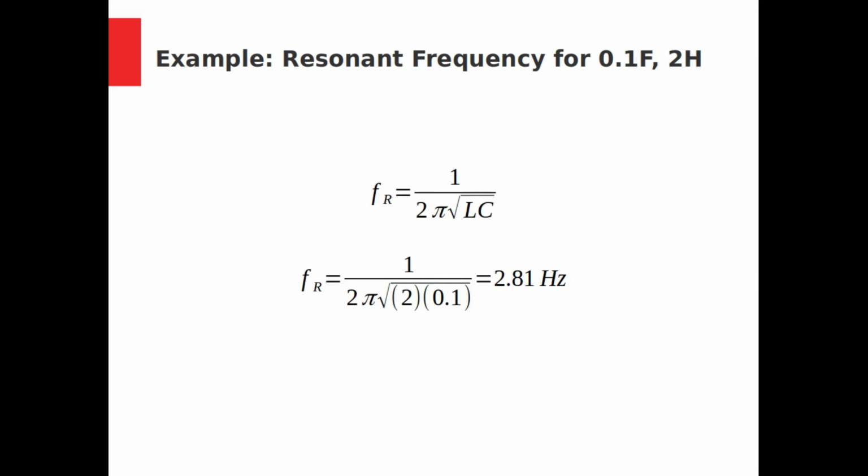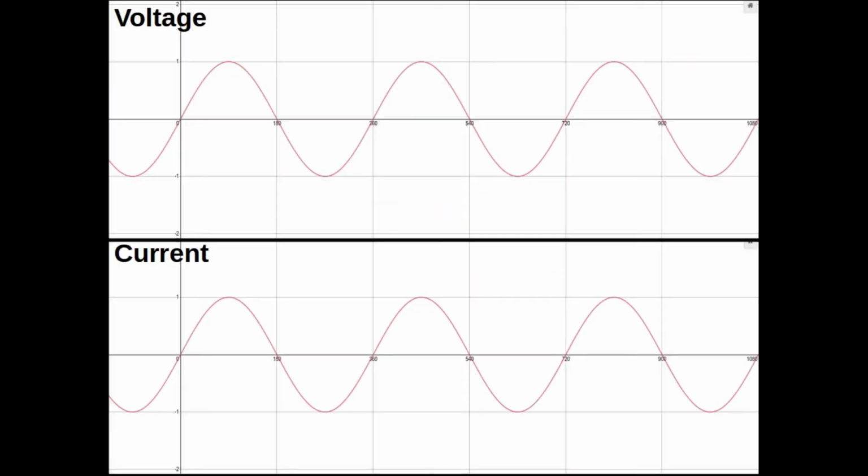So for the circuit that we had designed with a 0.1 farad capacitor and a 2 Henry inductor, the resonant frequency is 2.81 Hz. At this frequency, the current will be in phase with the voltage.